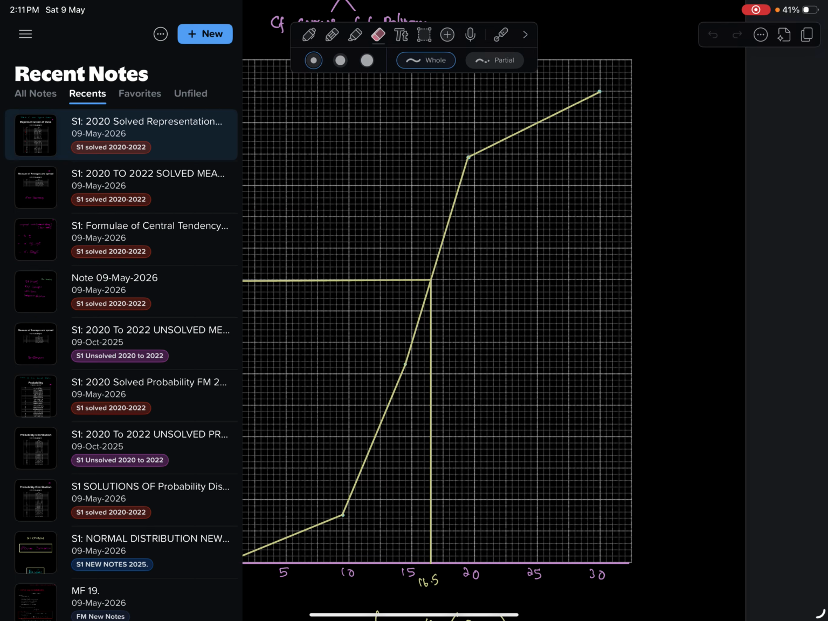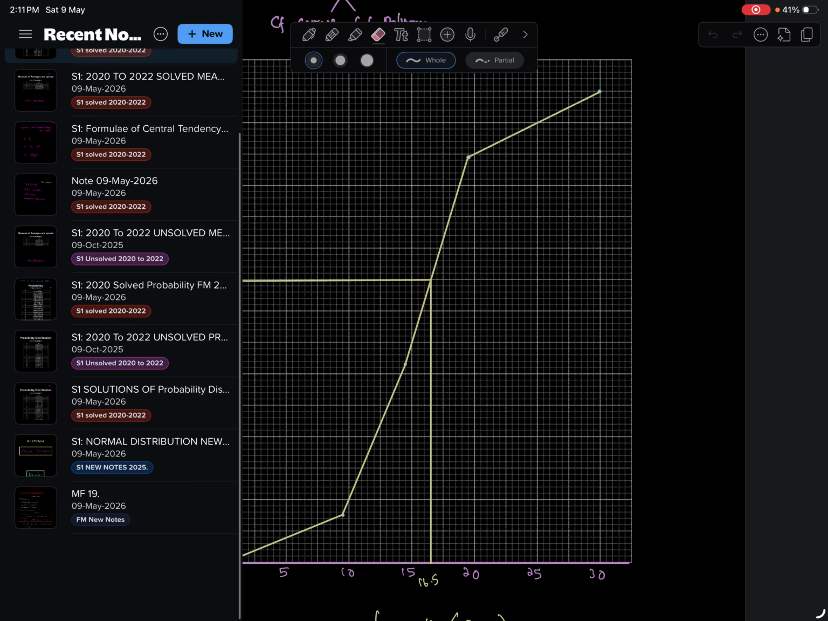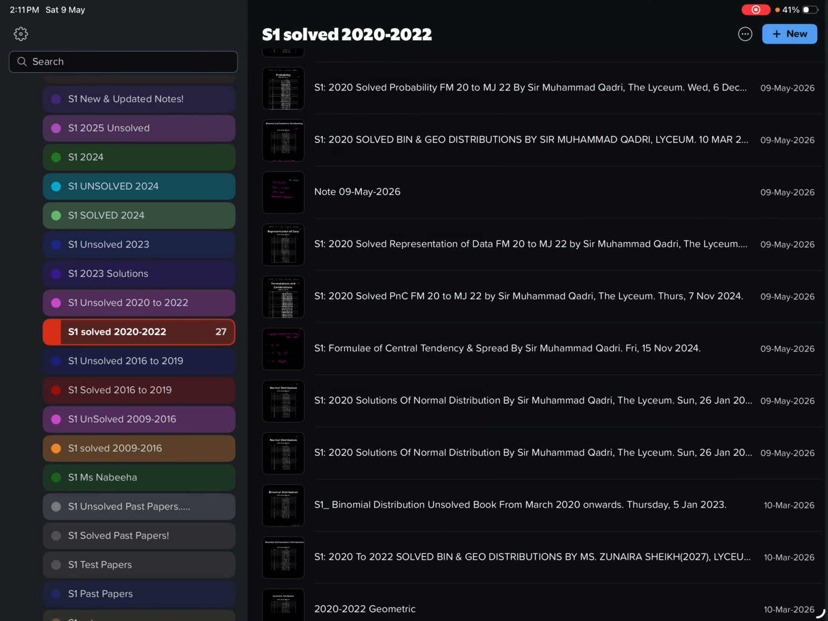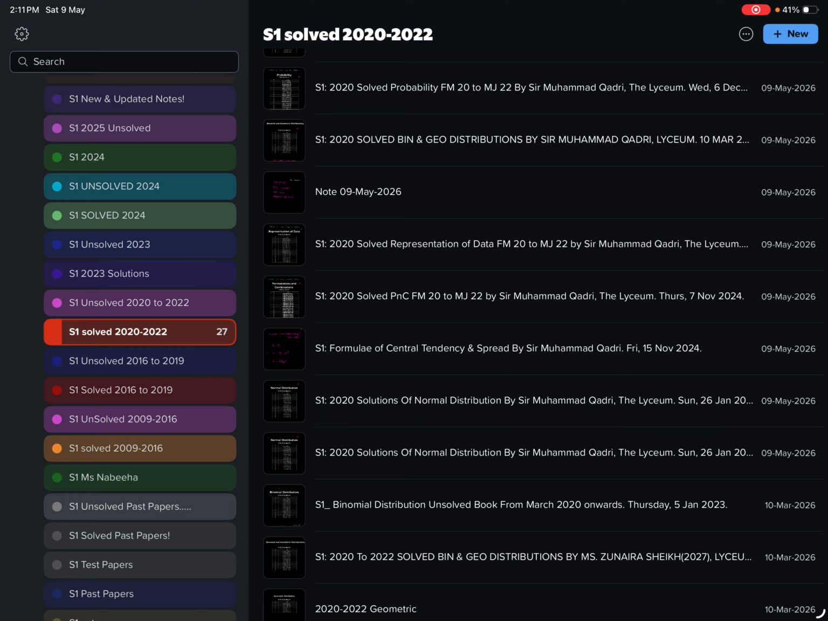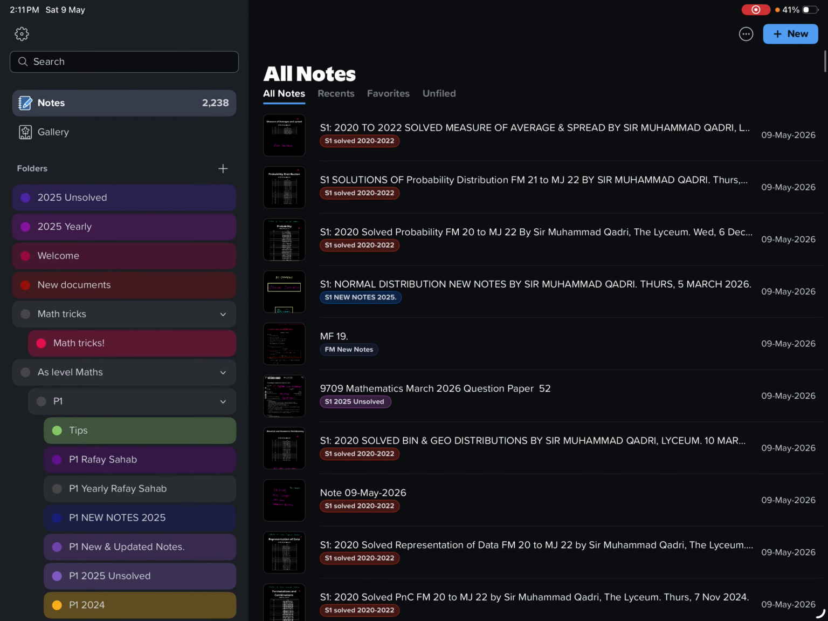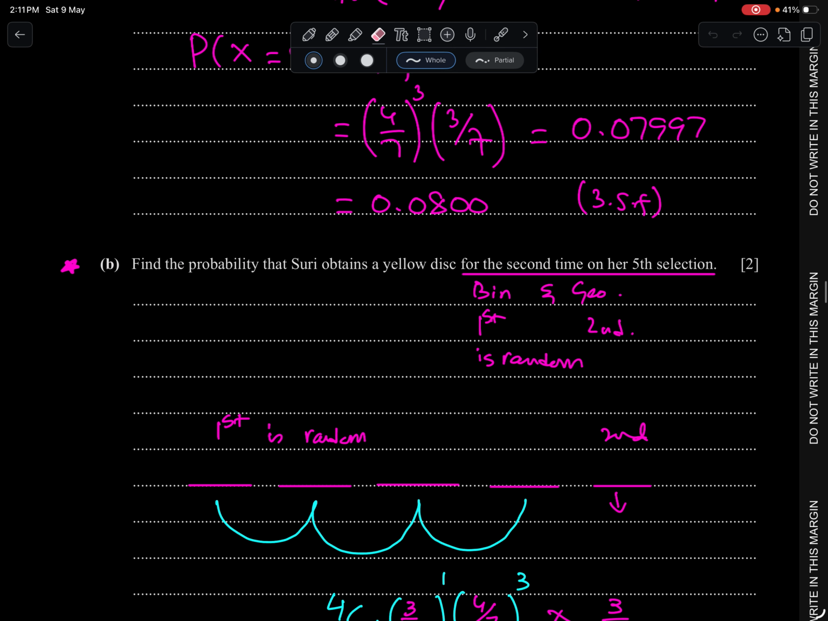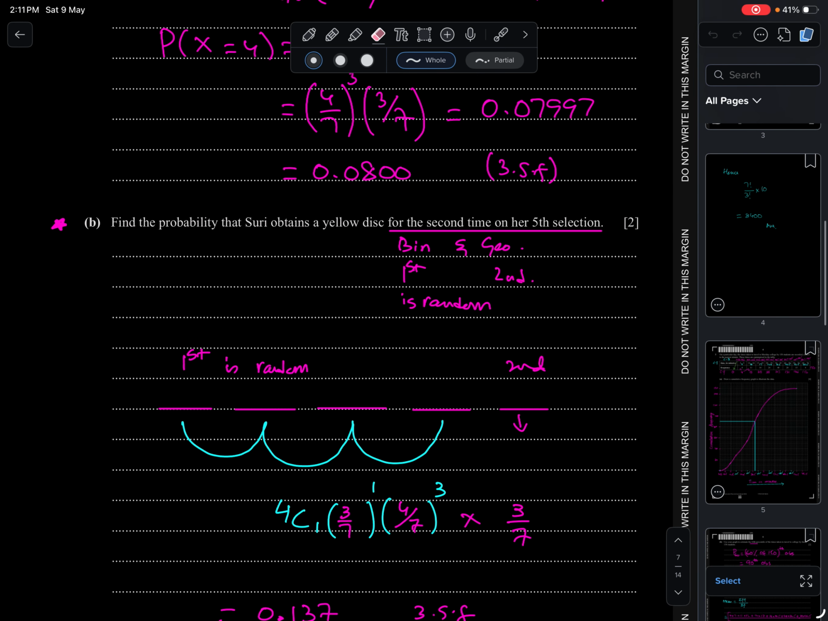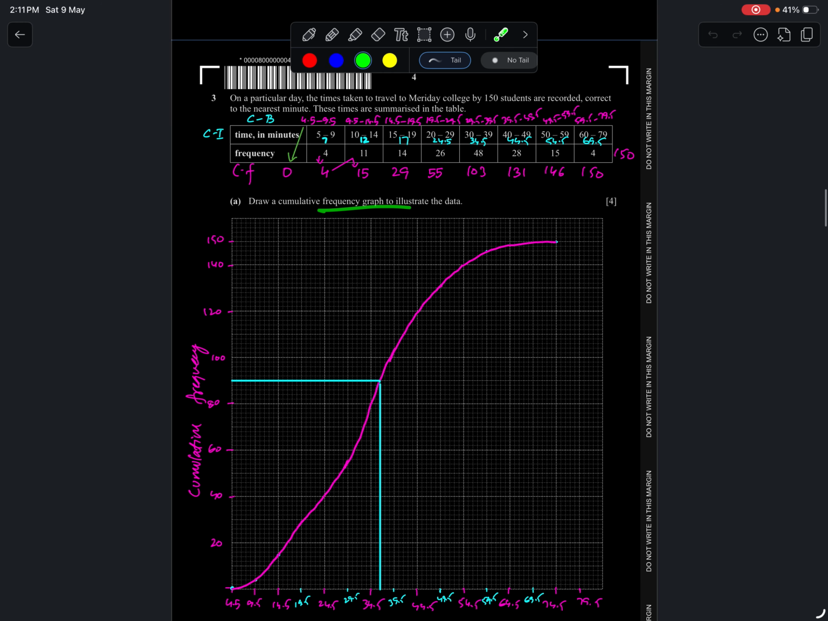Let me show this in the Feb March paper. I just did this. See, cumulative frequency graph means draw the cumulative frequency curve, a smooth curve. Okay?